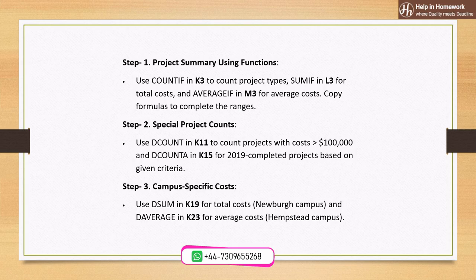Step 3. Campus-specific costs. Use DSUM in K19 for total costs, Newburgh campus, and DAVERAGE in K23 for average costs, Hempstead campus.